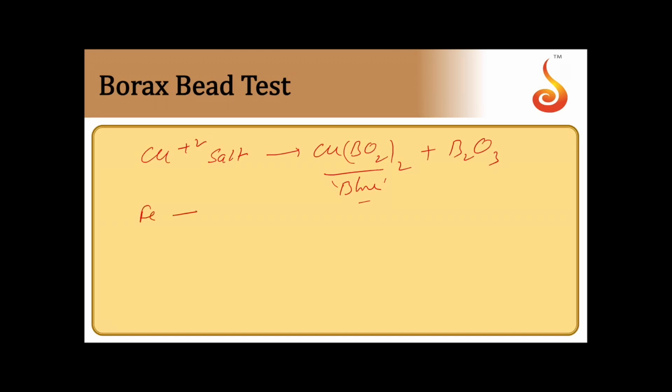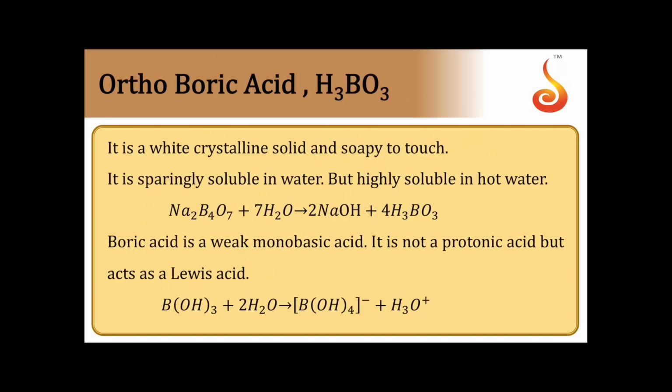If you take iron, it forms a green color bead, so a green bead indicates the presence of iron salts. When you take nickel, the bead will be brown in color. If you take manganese, the color is going to be pink. In this way, different colors of the beads indicate different metal ions, so it is used in the qualitative analysis of metal ions. This is regarding the borax bead test.